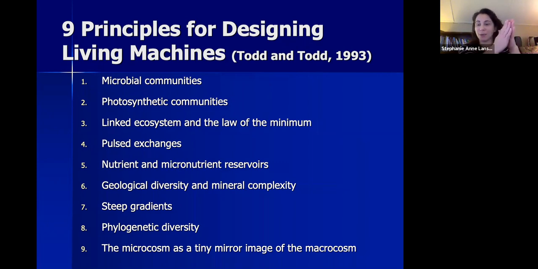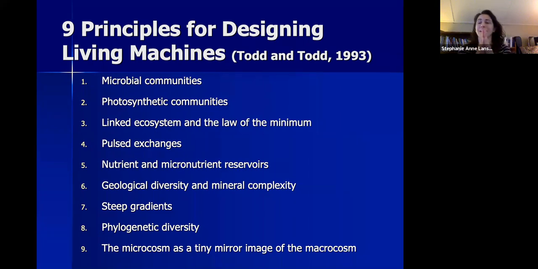We need to think about steep gradients. So again, going from here to here to here to here, that's where we're getting a lot of our removal, in those steep gradients, where it's going from aerobic to anaerobic and back to aerobic. And so that we can get those different environments, and we can have different types of microbes throughout the entire system.